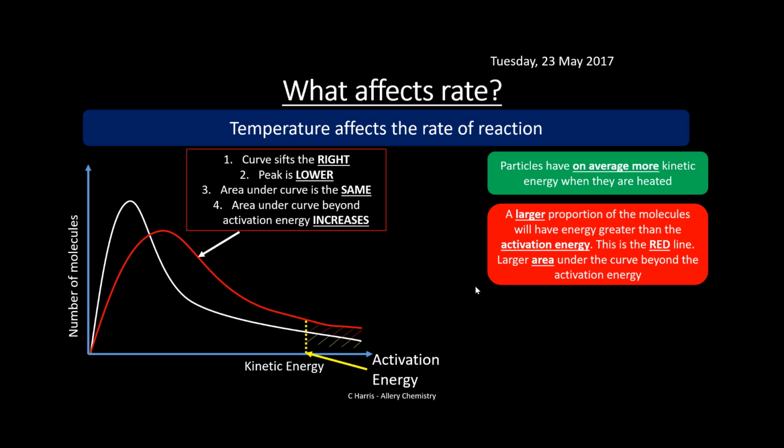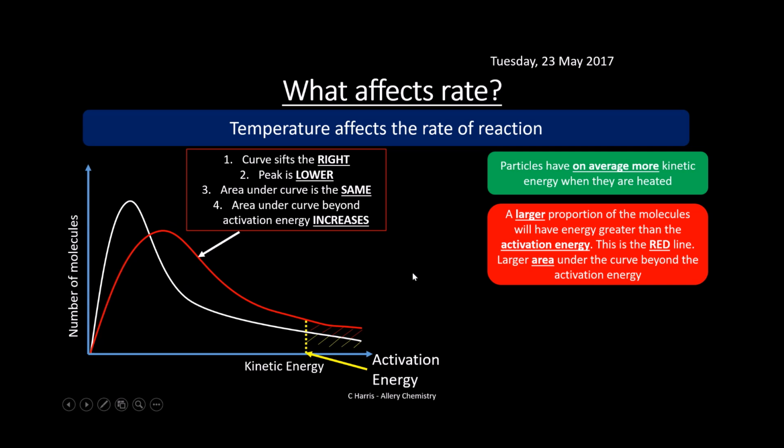So these are very important points, because I might get you to draw this. The first point is the curve shifts to the right. Second point, the peak is lower than for the molecules at a lower temperature. The area under the curve is exactly the same as the area under the white one, because we've got the same number of particles. And the area under the curve beyond the activation energy does increase, so it is higher than the other one. You've got to make sure you're meeting all these points when you're drawing a curve at a higher temperature.